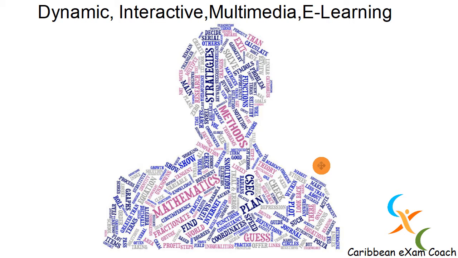Now, you learn through engaging images, such as, for example, this word cloud. In subsequent videos, you'll be able to see the animation of this video on YouTube. I'll give you the link. You'll be able to see it live. The word cloud is a cluster of words, keywords, and phrases that are relevant to the topic you're studying. For example, you're studying CSEC math or mathematics, so you'll see the different methods and strategies and so on. It's dynamic, interactive, multimedia e-learning, DIME.